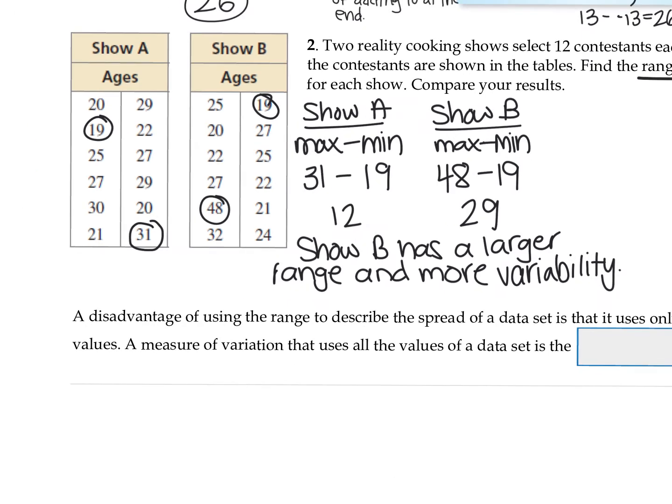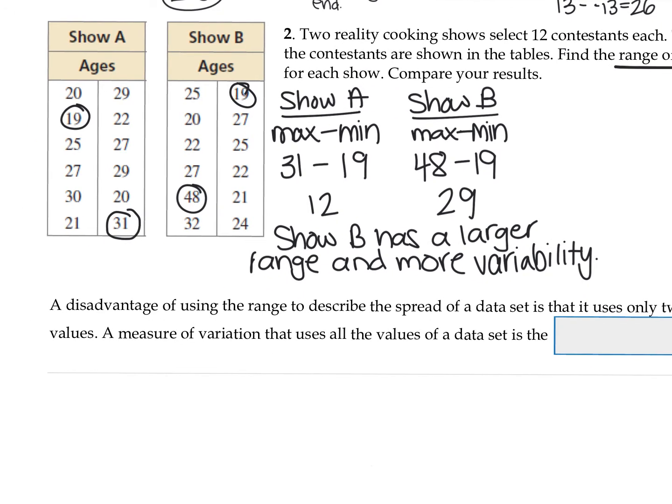All right. So it says a disadvantage of using the range to describe the spread of the data is that really it's only taking into account 2 data points in the data set. So it doesn't matter how many data points you have, no matter what data set you're looking at, you're only looking at the smallest and the largest data point, which could be outliers and not really tell us anything about the rest of the data points in that data. So a better way to measure variation that we're going to start talking about is standard deviation.